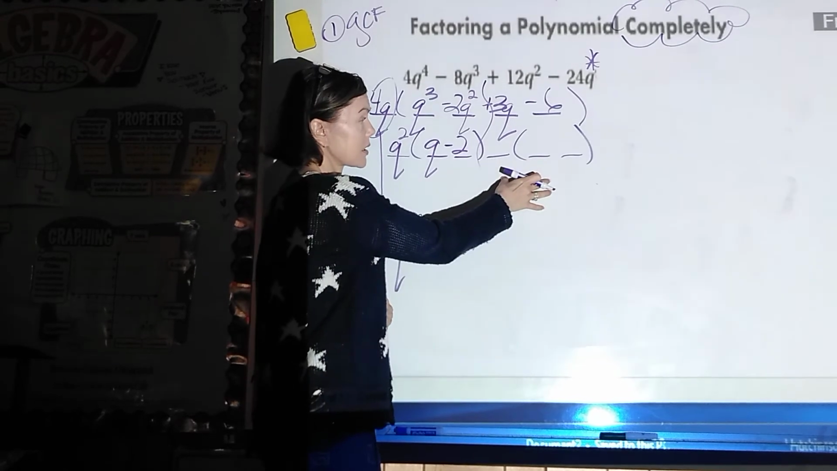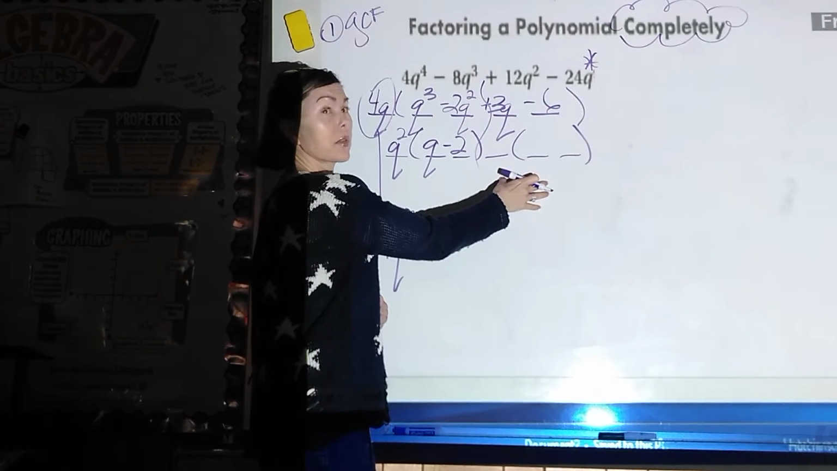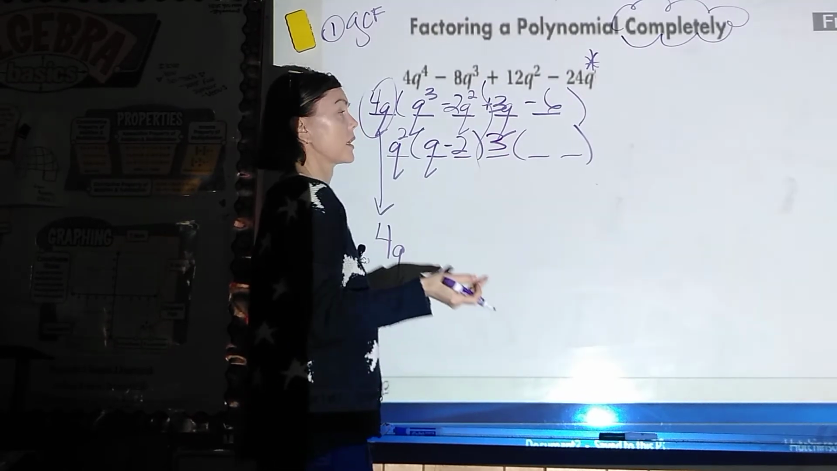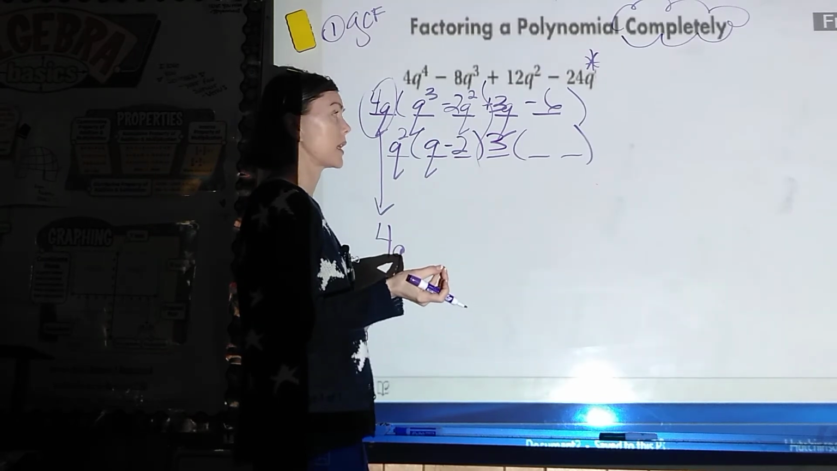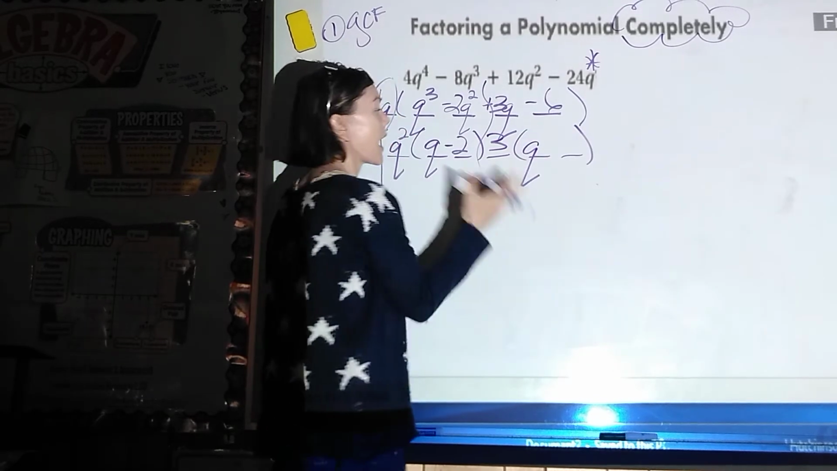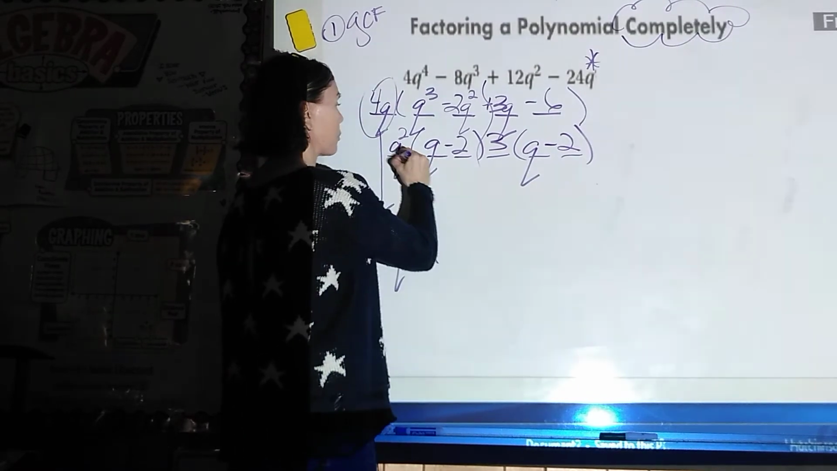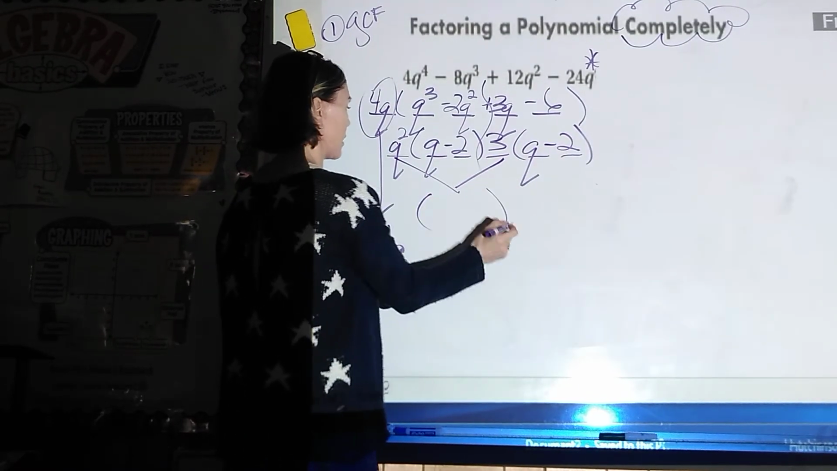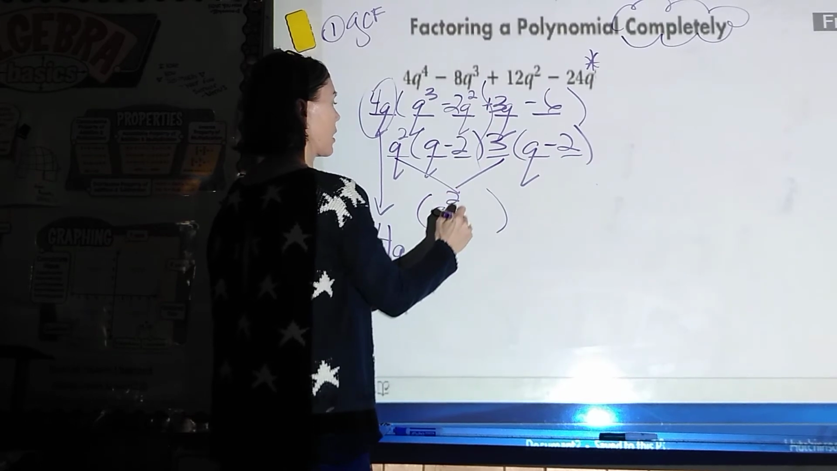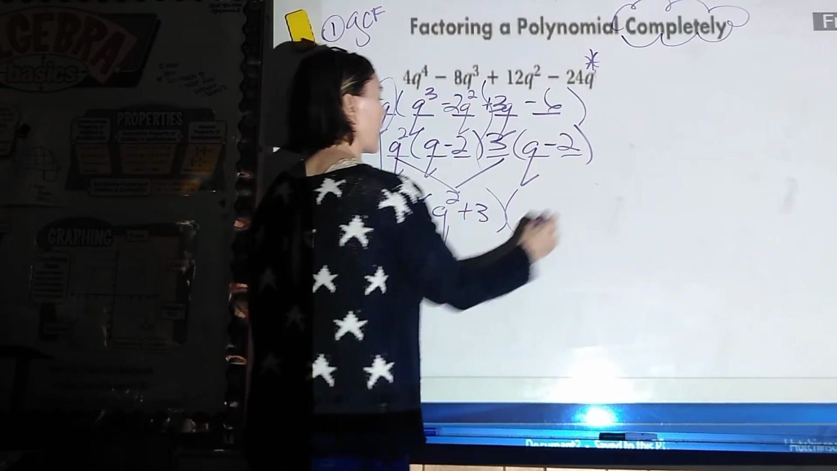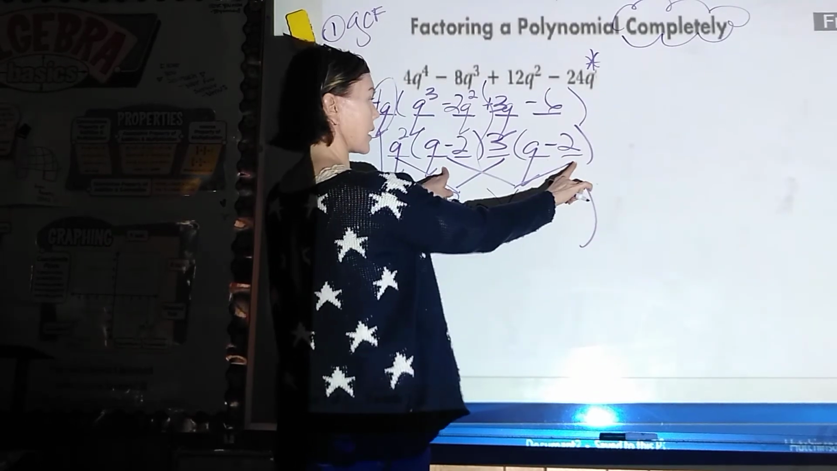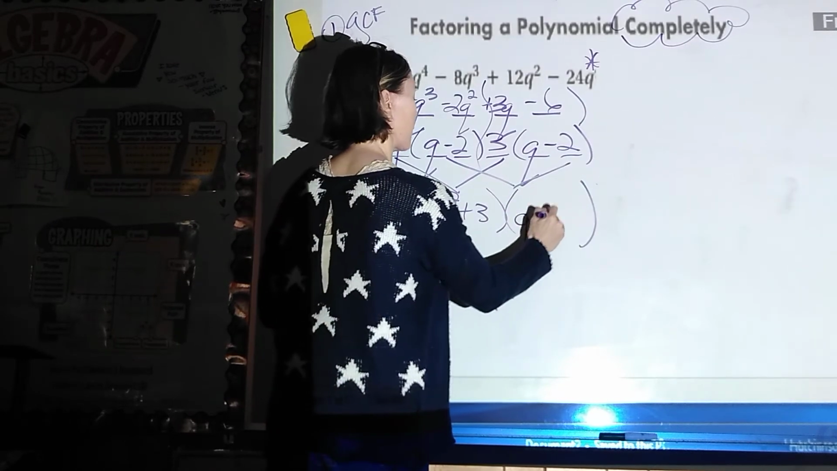And now let's look at our second binomial here. They both have 3 as a multiple. 3 times what gives me 3Q? Q. And 3 times what gives me a negative 6? Negative 2. So here we go. Bring down your 2 GCFs: Q squared, positive 3. And then our 2 binomials here match. So we have Q minus 2.